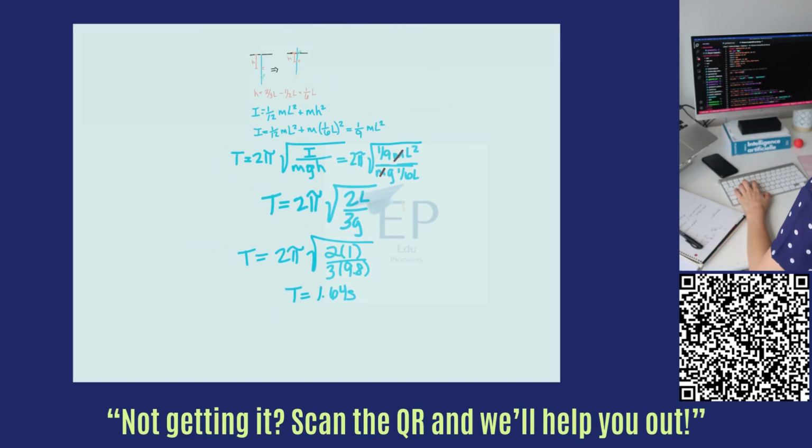Now in the book, the original pendulum, where it was hanging from point O, also had a period of 1.64 seconds. So even though we've inverted it, the period is the same.